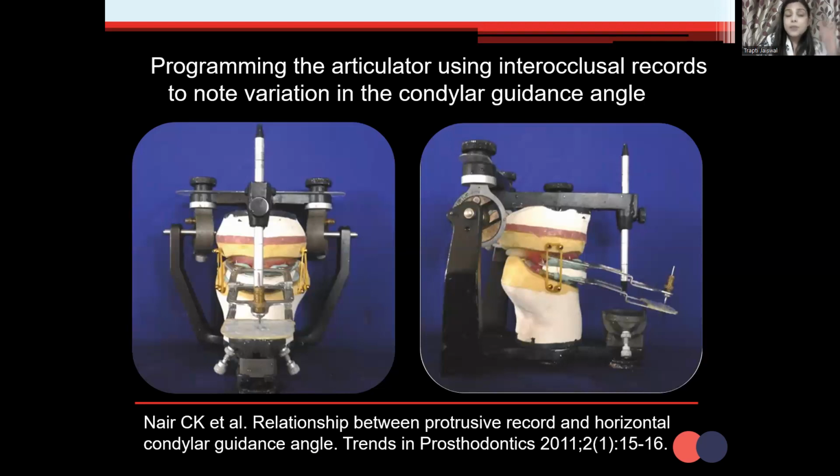This is the Hanau Wide-Vue articulator, which helps us transfer the face bow record taken onto the articulator and helps in mounting the casts in the same manner. And this was all about horizontal jaw relation.